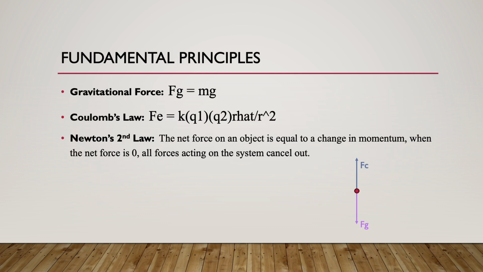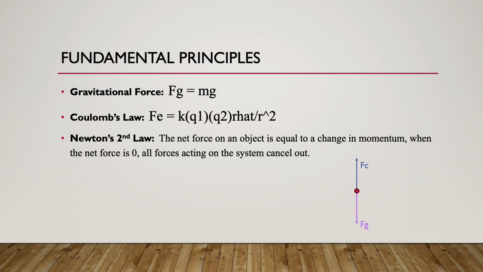Fundamental principles. In this lab, to calculate what we need to calculate, we use the equation for gravitational force, which is Fg equals mass times the gravitational acceleration of Earth, and then Coulomb's law to find the electric force of one piece of tape on the other.